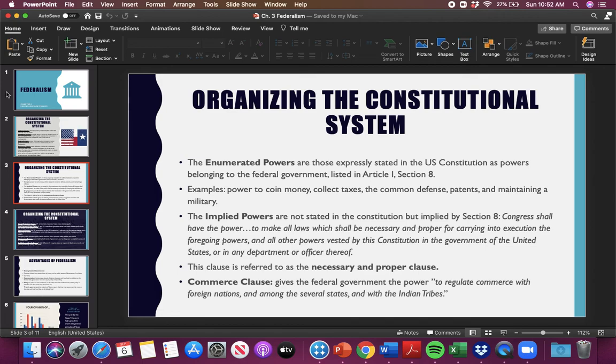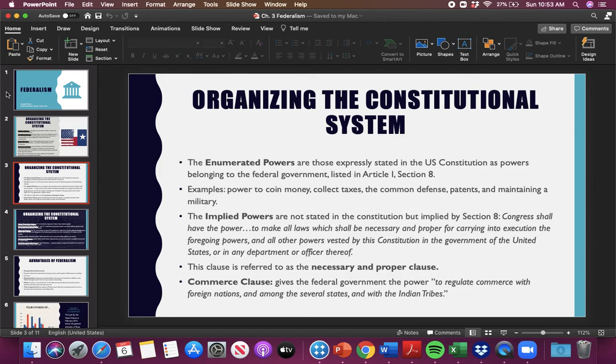Now, where the states and the federal government clash are the implied powers. The implied powers are not stated in the Constitution, but Section 8 says Congress shall have the power to make laws which shall be necessary and proper for carrying into execution the foregoing powers and all other powers vested by this Constitution. So, what does that say? We refer to that as the necessary and proper clause. But essentially, what that says in plain language is that any power the Congress needs to assume to make sure that those enumerated powers work, they can do that within reason.